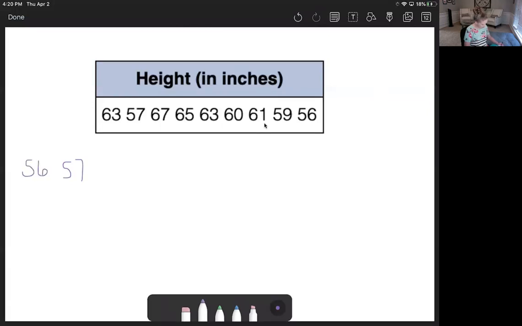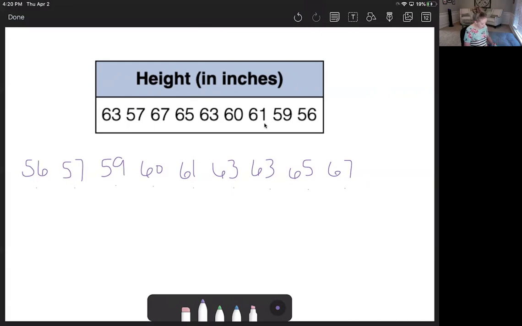56 comes first, then 57, then 59, and then 60, 61, 63, but notice there's 2 63s, so you have to write it twice. 65, 67, and it looks like that's it, but I don't just guess. I told you there were 9 numbers, so I always count. 1, 2, 3, 4, 5, 6, 7, 8, 9. I got all 9, so if I missed one, I could go back and find that.